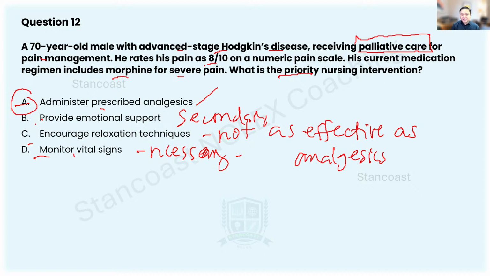All right. So that was an easy question. I hope that you're able to follow through with that rationale, making sure that we are promoting comfort of our patient. We are in palliative care. We are not curing the patient. Nothing is going to cure this patient, especially with an advanced stage Hodgkin's disease. Nothing will. And so our goal here is to promote comfort for this patient.